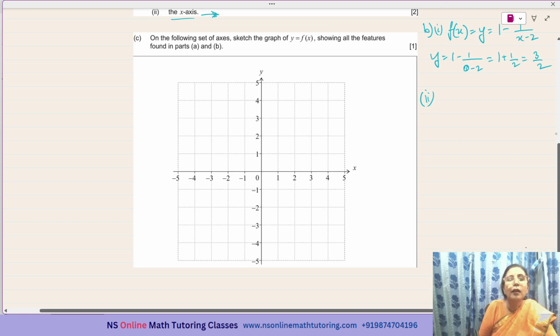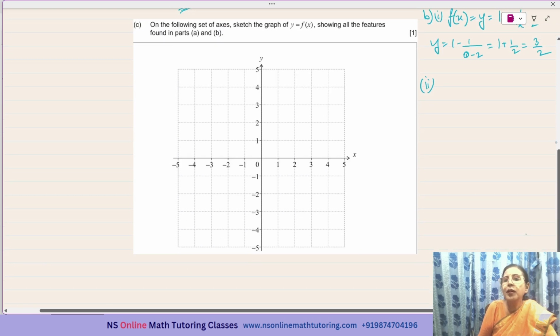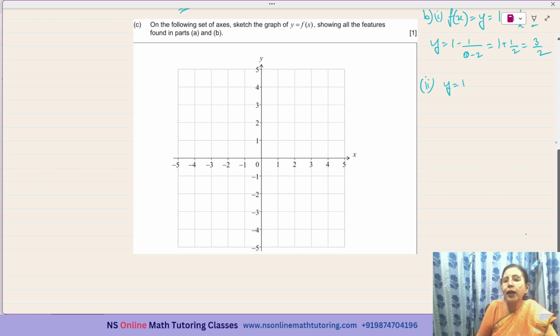again, it is the x-axis. Every point on the x-axis will be having the y-coordinate as 0. So we will be substituting 0 in place of y this time. So I'm writing the expression y equal to 1 minus 1 over x minus 2. And in place of y, now I'm substituting the 0: 0 equal to 1 minus 1 over x minus 2.